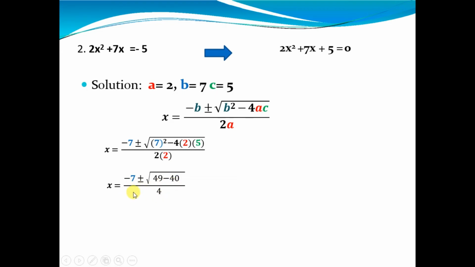Okay, now let us continue simplifying. We have now negative 7 plus minus the square root of 9 over 4 because 49 minus 40 is equal to 9.